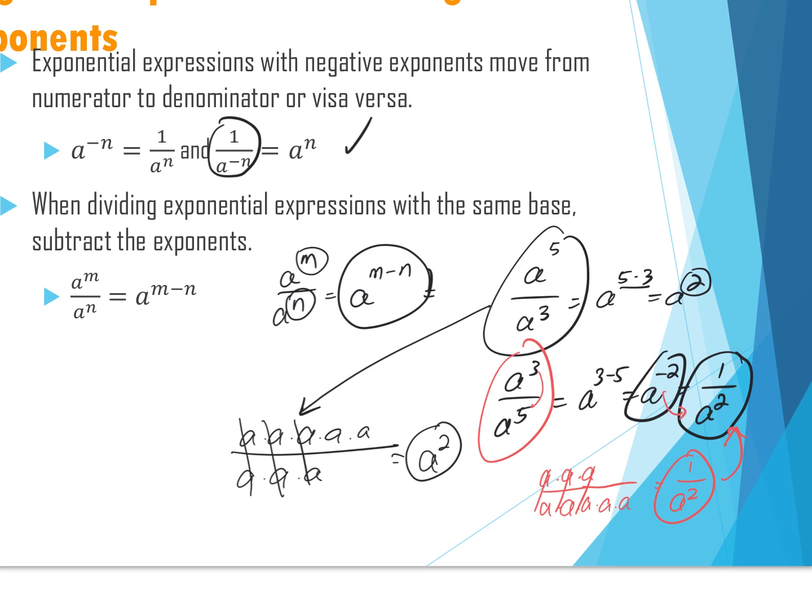So what I ask myself is, once all my exponents are positive, notice this is positive 5, positive 3, positive 3, positive 5, where do I have more a's? I have more at the top. How many more? 2. And so a squared is my answer. In this one, where do I have more a's? I have more a's on the bottom. How many more? 2. So it's 1 over a squared, or 1 over 2 a's at the bottom, a times a. That's kind of the way I look at it.